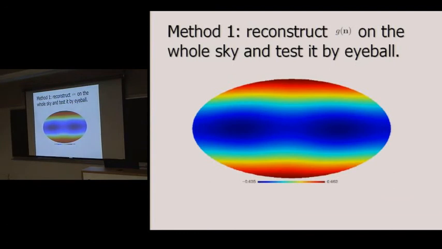For the very simple method, you just reconstruct this G_N on the full sky and test it by eye. You just visually see if there is a preferred direction, then there is. For instance, if you have a preferred direction along the z-axis, you will get a map something like this.